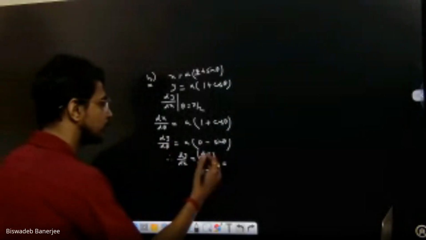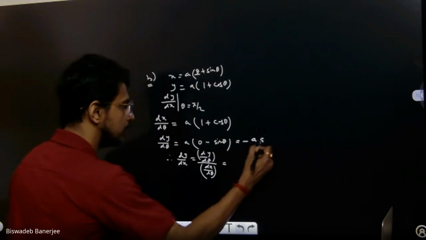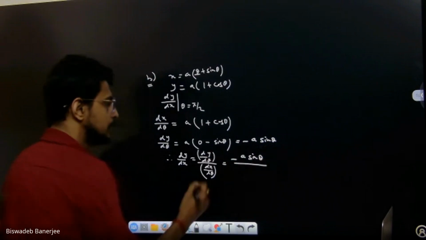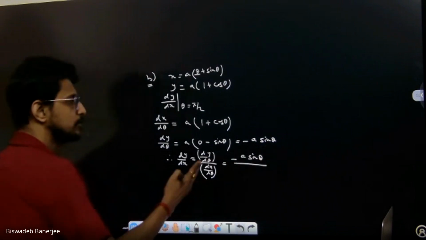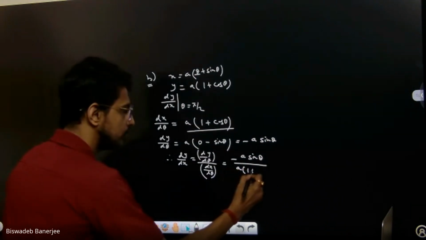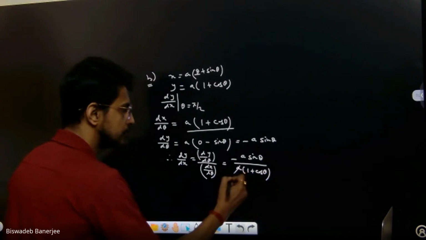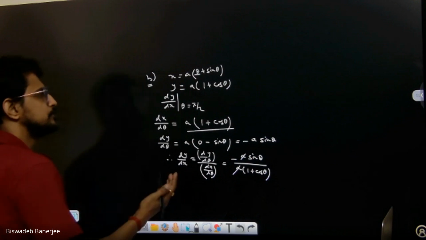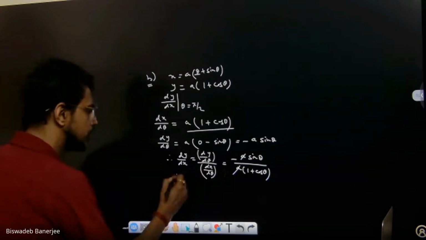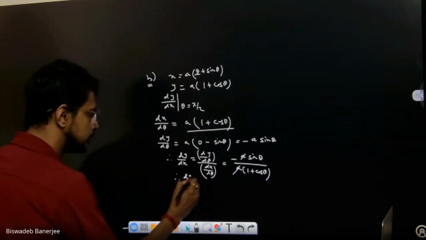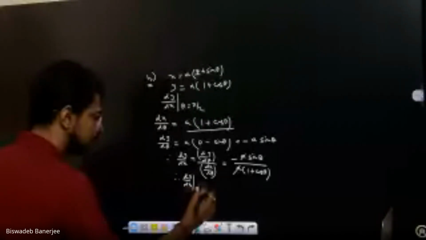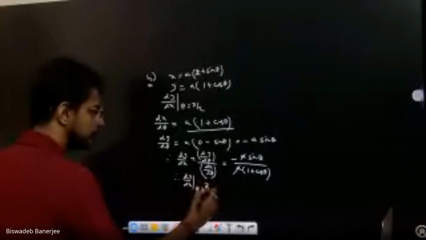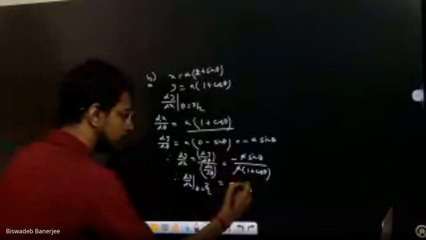Now dy by d theta is minus of a sine theta, divided by a into 1 plus cos theta. I don't think you need to calculate anything more. So this is my dy by dx. Now put theta equal to pi by 2. Dy by dx at the point theta equal to pi by 2. Just put theta equal to pi by 2 here.